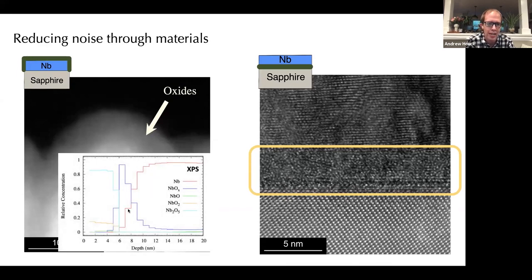And niobium actually has, if you do XPS, quite a thick layer of this sort of amorphous niobium oxide that's not the Nb2O5 that you want. And so this rather thick, amorphous and ill-defined oxide layer is quite bad. And if you look at where the metal meets the surface of the substrate, you can actually see that while the metal has some regular order and the sapphire looks absolutely beautiful, this sort of 5 nanometer layer at that interface is quite disordered.